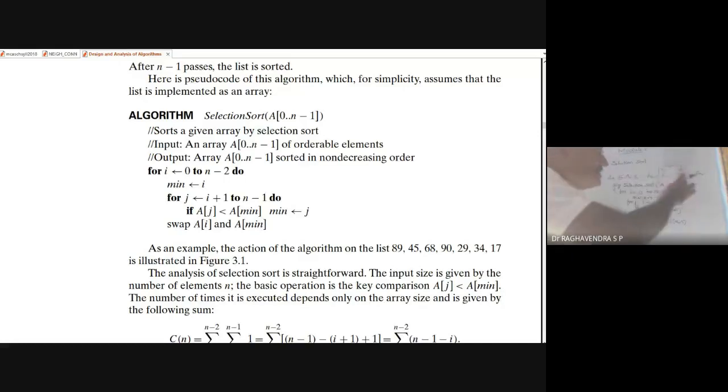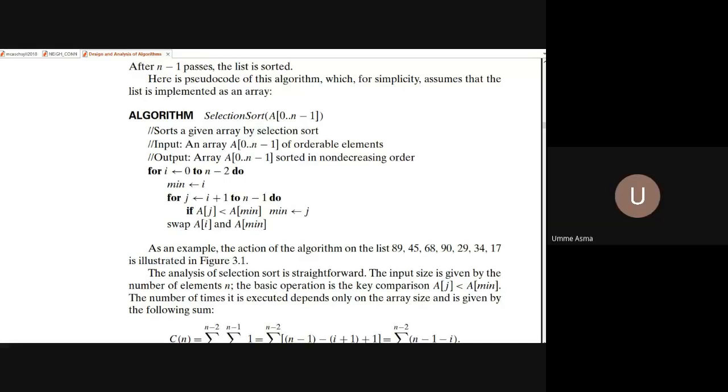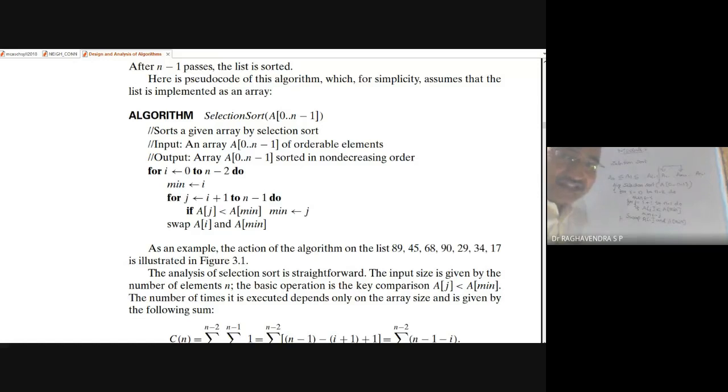What is the input size? N. N is the input size because n represents the number of elements given as input. So n is the input size. Next, can you identify, again, this is a really tricky question. Dear students, I need a definite response from your side. Can you tell me the basic operation in this algorithm?